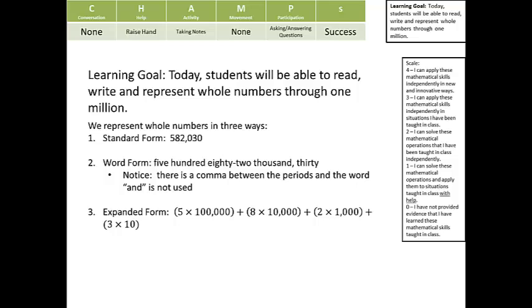And then the last way that we can represent numbers is in expanded form. In expanded form, we take the digit, in this case a 5, and multiply it times the place value. That 5 is in the 100,000s place, so we multiply 5 times 100,000. Then we add that to the next digit times its place value, and we add the next digit times its place value. And we keep doing that all the way down the line.